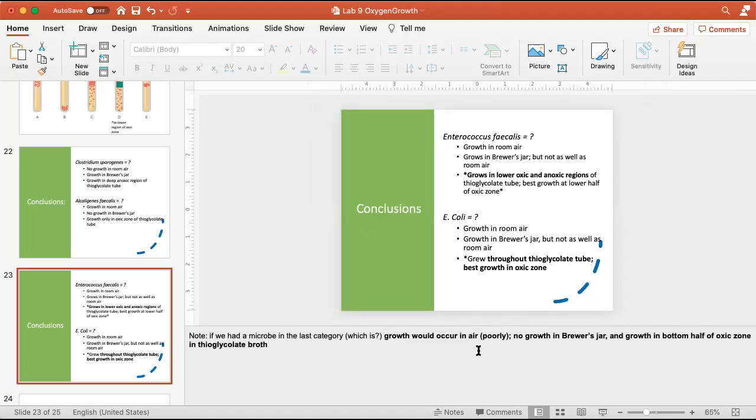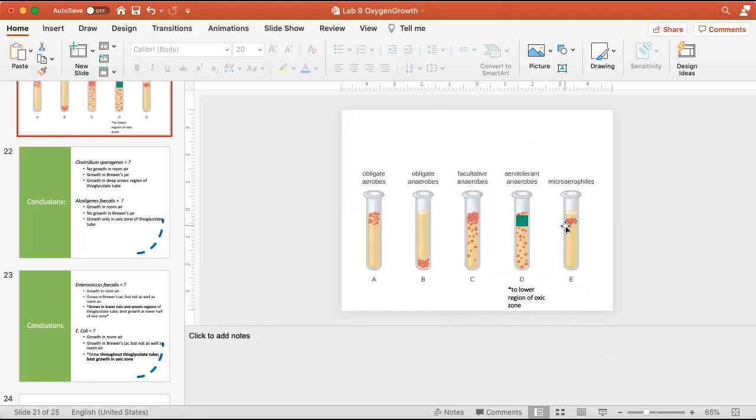Because remember, the microaerophile requires oxygen. It has to have oxygen, but it wants it in low concentrations. So it'll grow in air, but it won't grow well. It will not grow in the brewer's jar because it must have oxygen. It will grow only in the oxic zone and only in the bottom half of the oxic zone. So a microaerophile has a very limited area where it can grow inside a thioglycolate tube.